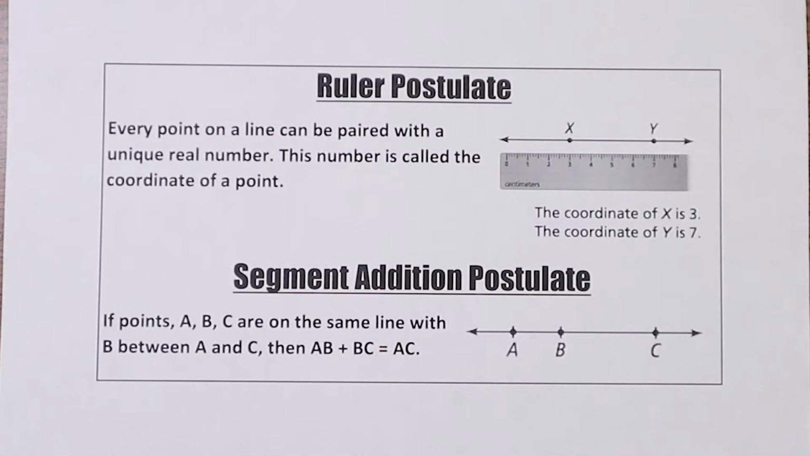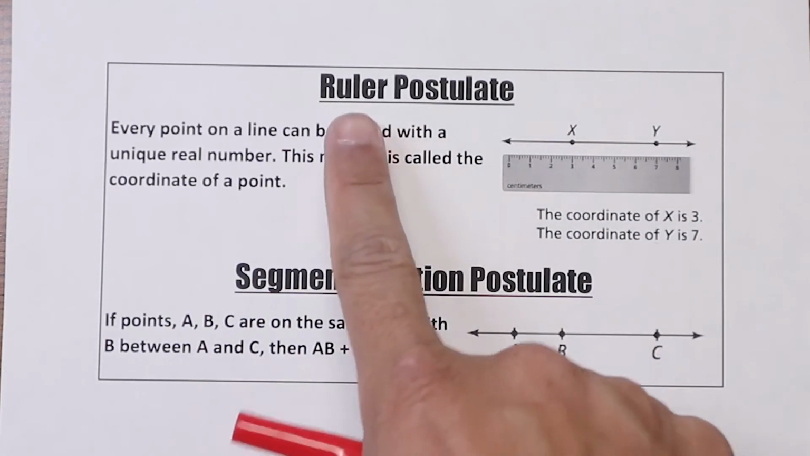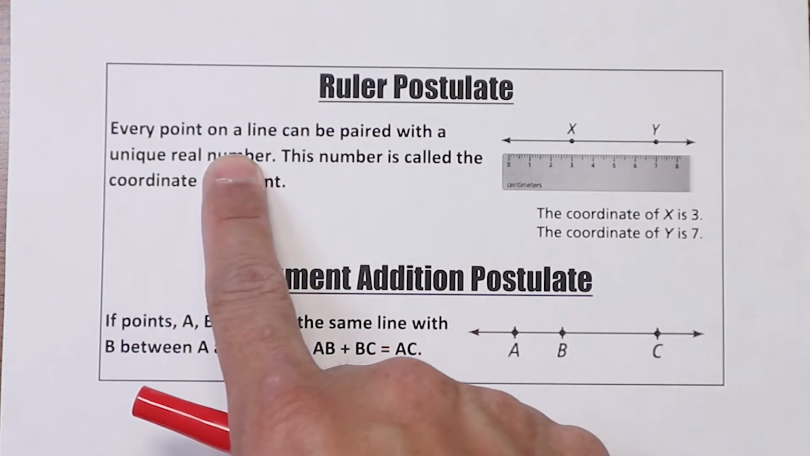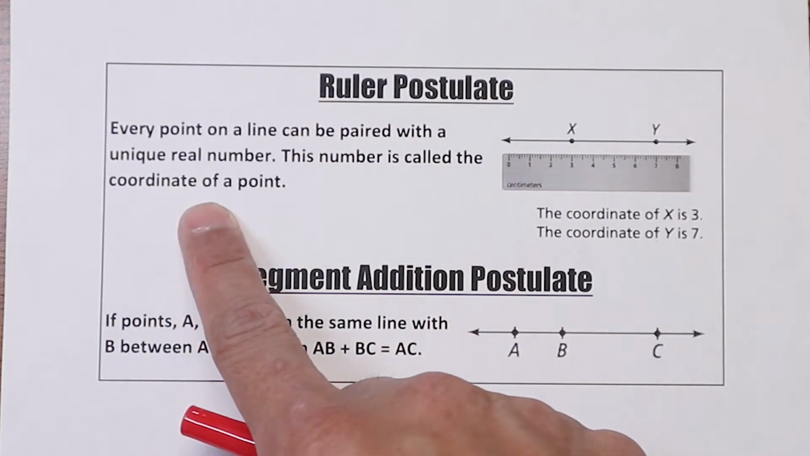Let's get into some mathematics and calculations now. There's something called Ruler Postulate, which you don't really need to use for calculating stuff, but you just need to know because that's how we set up calculations. So Ruler Postulate just says that every point on the line can be paired with a unique real number, and this number is called the coordinate of a point.